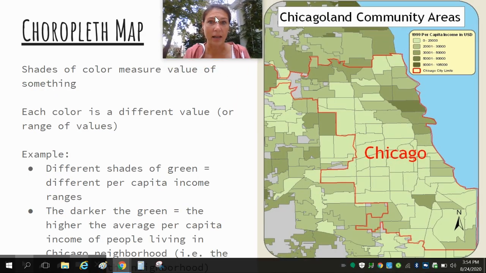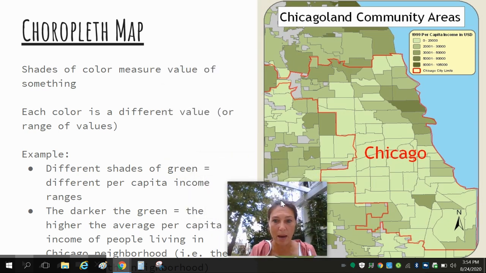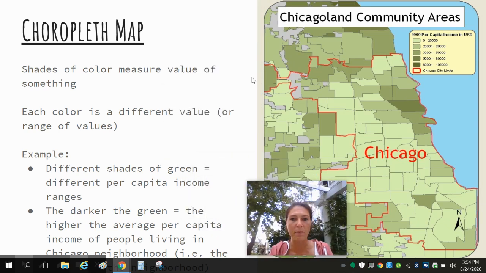All right, I just can't wait to tell you. This is my favorite map. This is a choropleth map. And choropleth maps are probably the ones that you're going to see the most frequently.